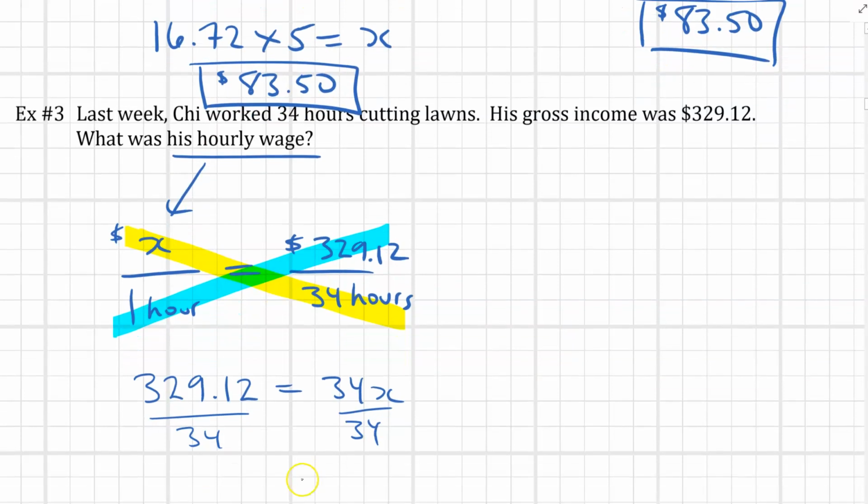So on the right hand side we're just going to get x, and on the left hand side when you divide that out you get $9.68. So that's how much they make in 1 hour.